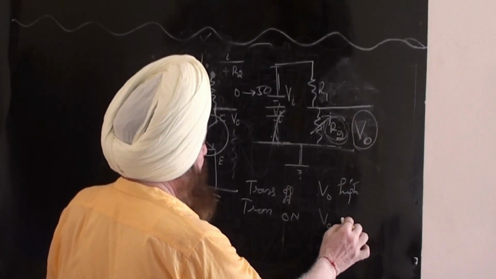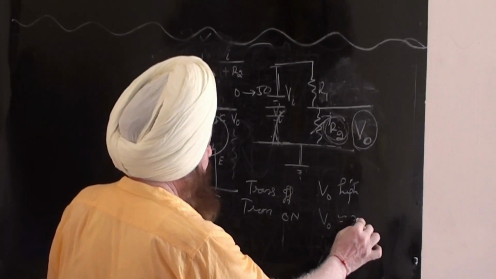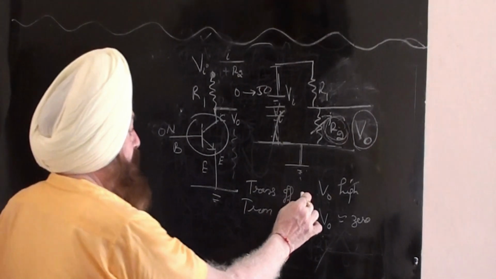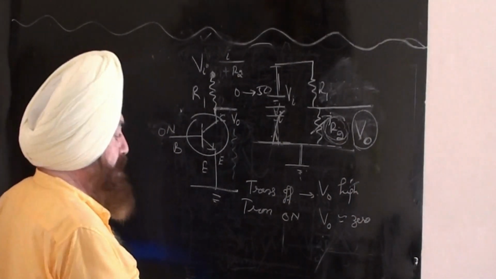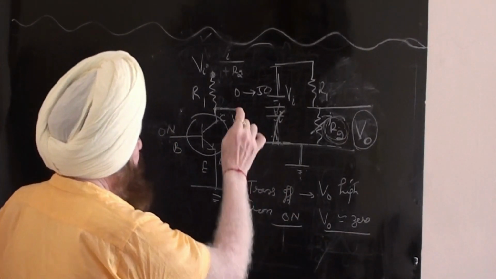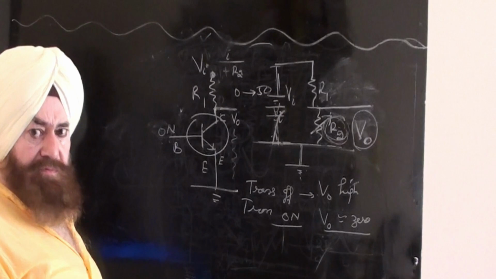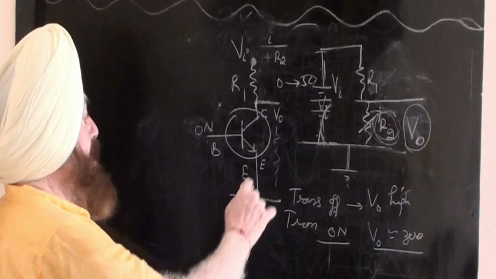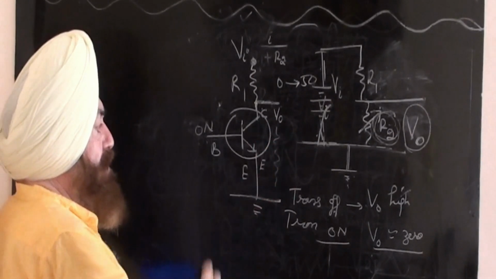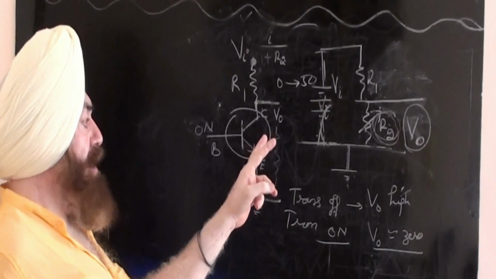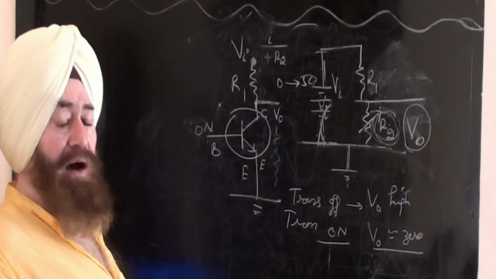Voltage decreases means approximately, let's say, 0. When the transistor is off, the output voltage is high. When the transistor is on, the output voltage is 0. This is what's happening. Instead of two states, on and off, I'm going to make it variable. How?